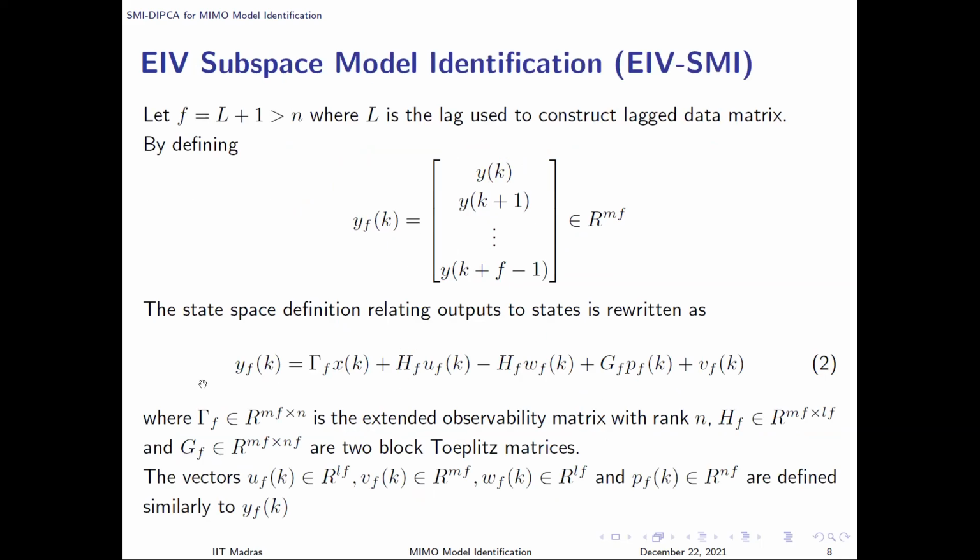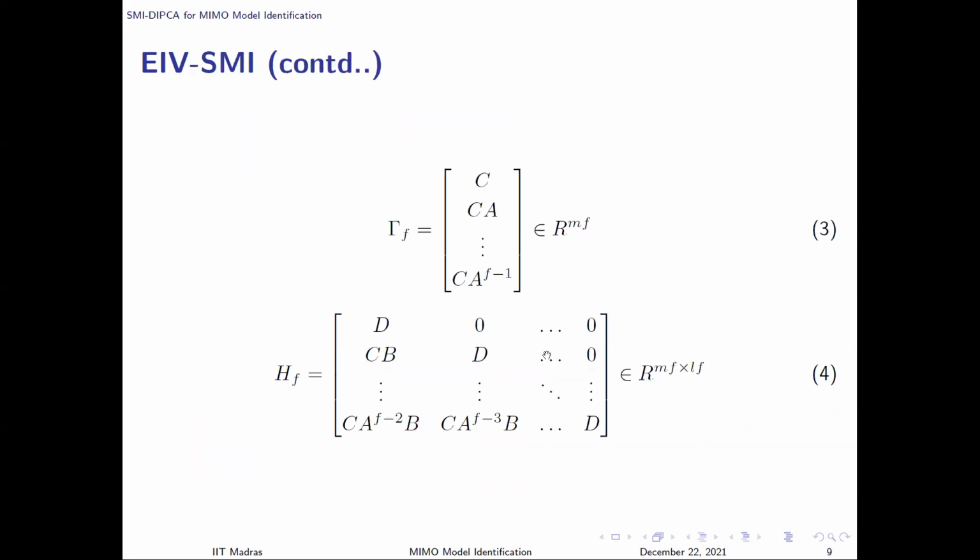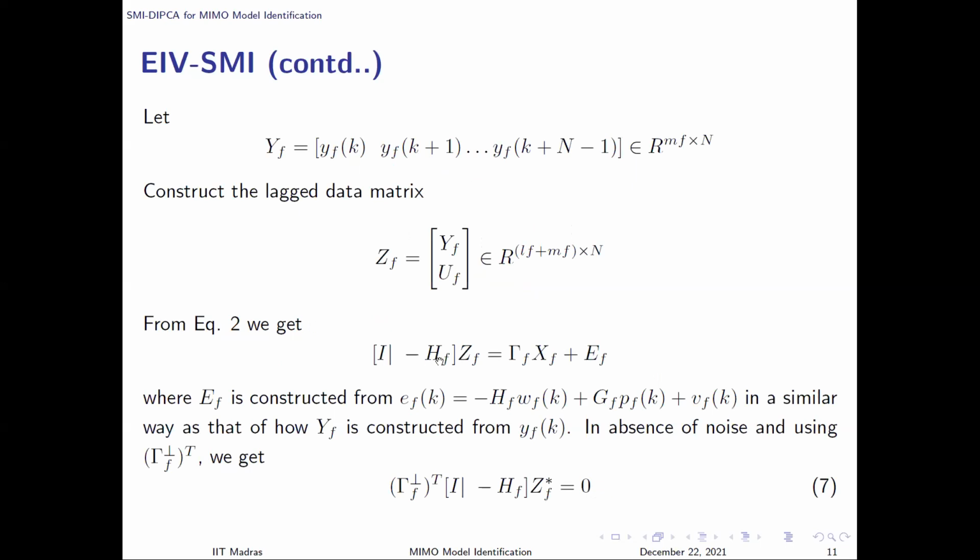This HF UF onto the left-hand side. And then we'll get I minus H times YF UF, which is basically I minus HF ZF, where ZF is the stack vector of Y and U. Okay, so don't worry about this matrix.